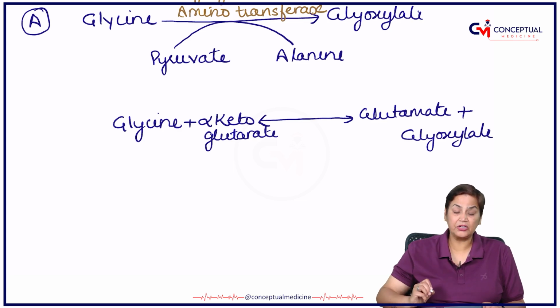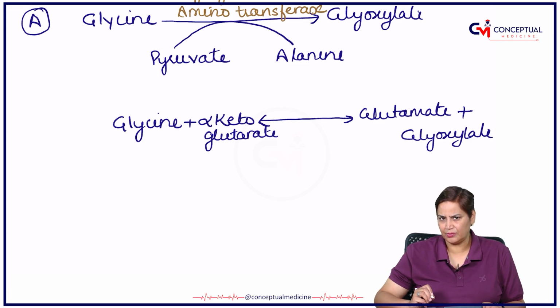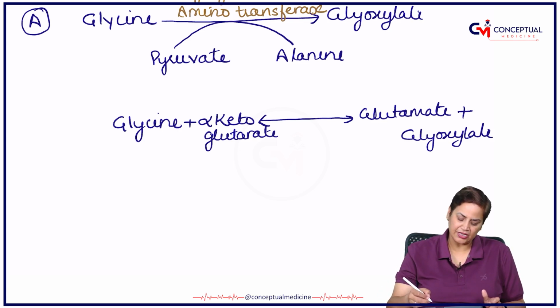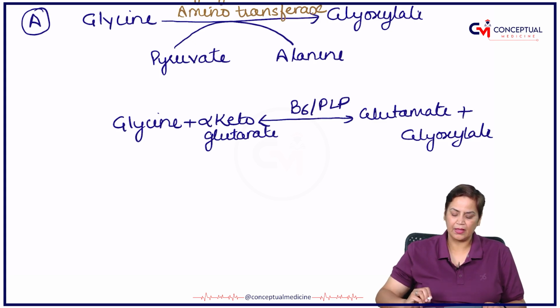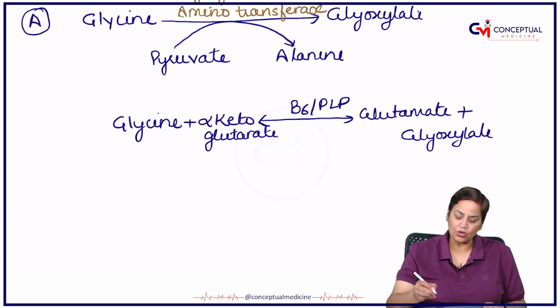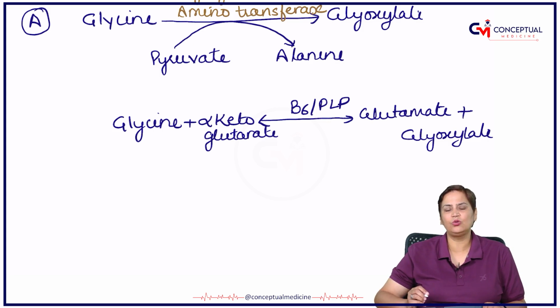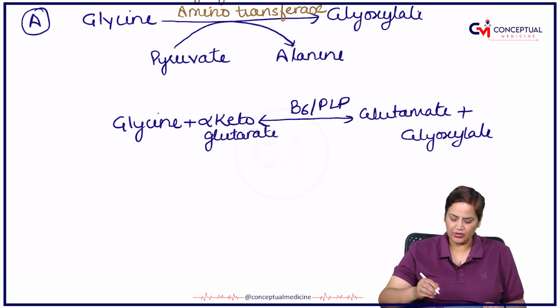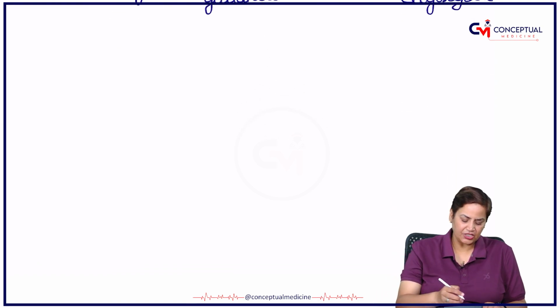And we all know that transamination is a reversible process, and the reaction enzyme is obviously aminotransferase, and the coenzyme would be B6. This is a very important reaction, that how glycine is converted into glyoxylate, taking pyruvate and alanine into this, because absence of this enzyme will lead to hyperoxaluria, which we are going to discuss later.